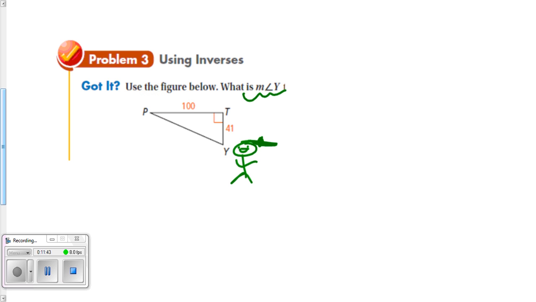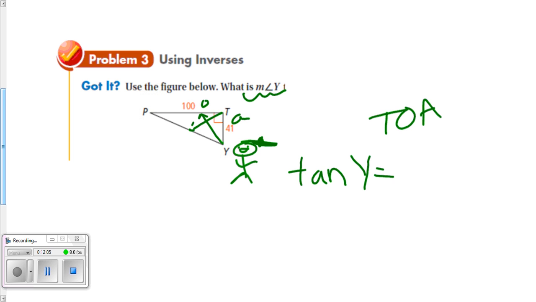Okay, now decide which sides you have, just like before. So from here I have the opposite and I have the adjacent. Notice I do not have the hypotenuse. So which trig function deals with opposite and adjacent? It's TOA. I recommend you write that on top of all of your papers. SOHCAHTOA. Looking at it can help you. So the tangent of Y is equal to the opposite over the adjacent. The opposite is 100. The adjacent is 41.